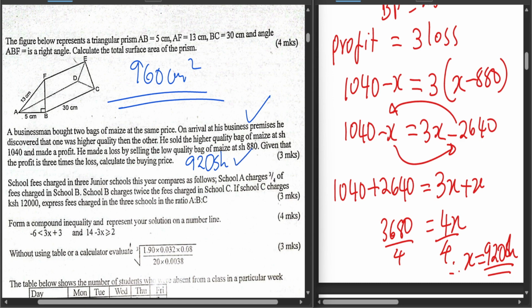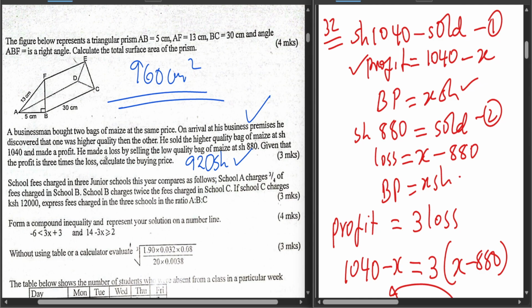You can confirm. If your buying price now is 920, your profit is going to be 1,040 minus 920, which is 120. So your profit is 120 shillings. The loss, obviously, is 920 minus 880, so it's a loss of 40 shillings. If you look at it, the profit is 3 times the loss. So very, very easy.